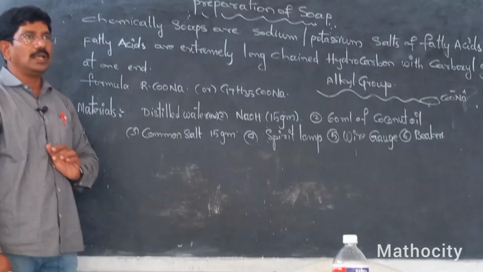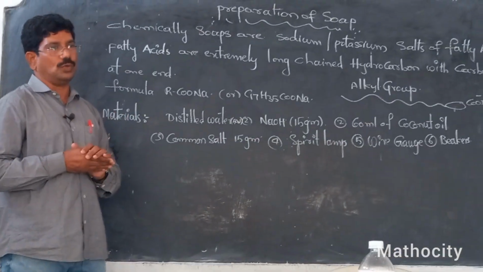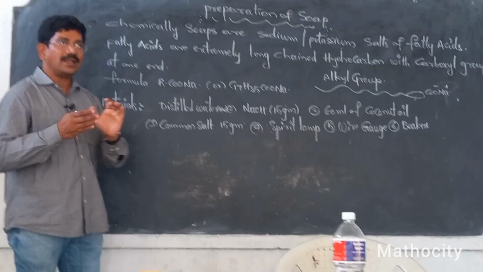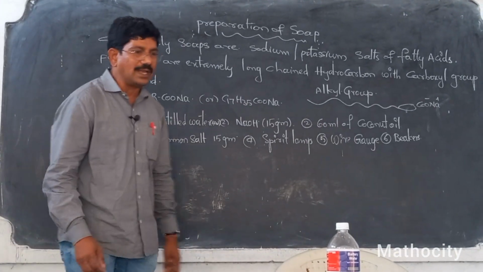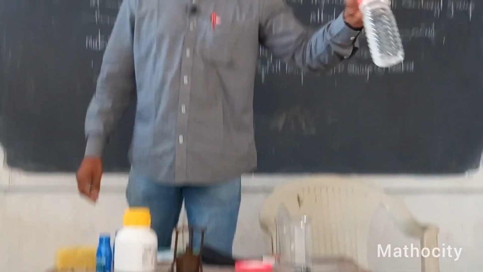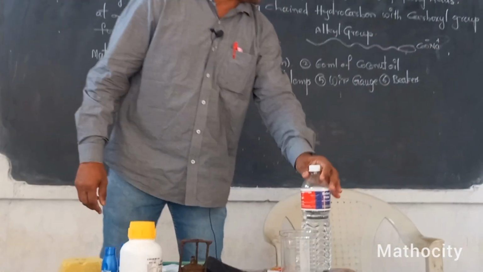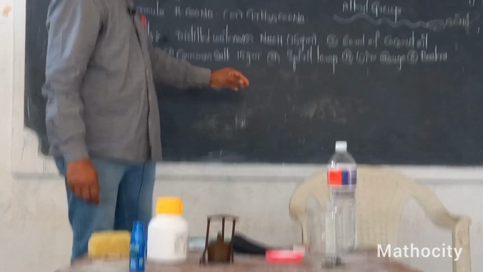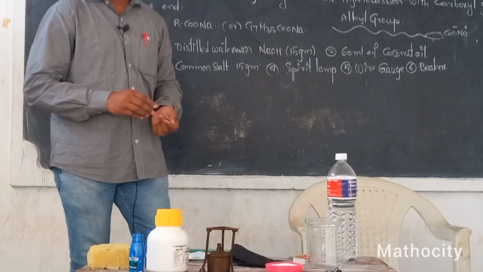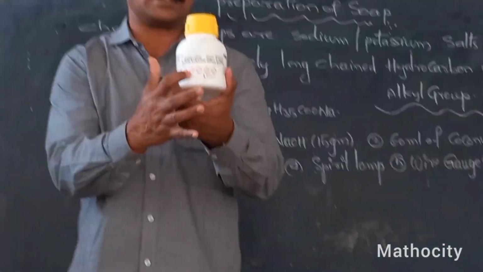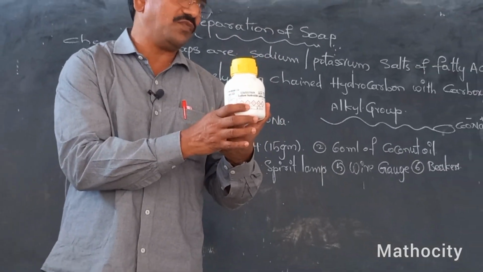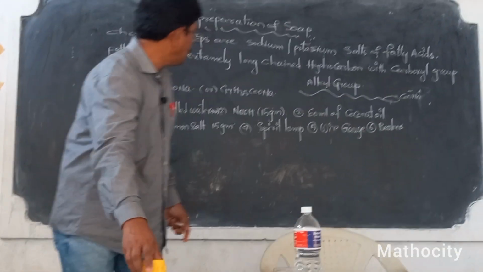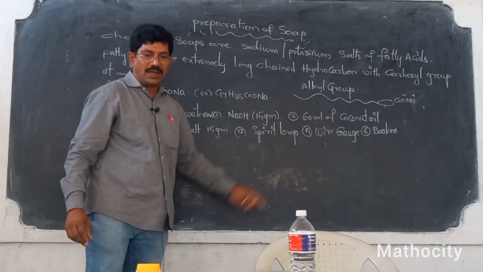We studied all those things in our earlier classes. Now in this session we will learn how to prepare the soap. What are the materials needed? The first one is distilled water. The second is sodium hydroxide pellets, 15 to 20 grams. Next, 60 ml of coconut oil.